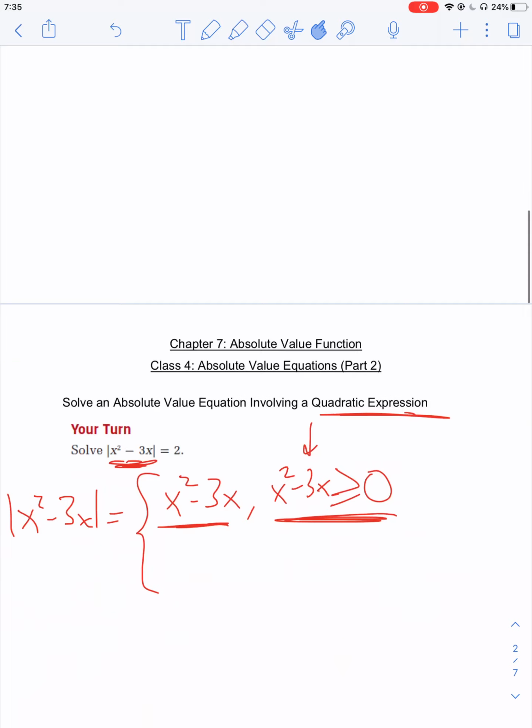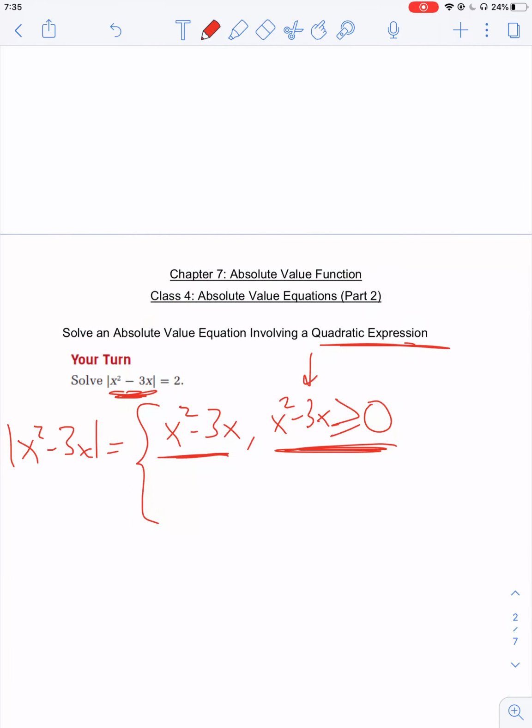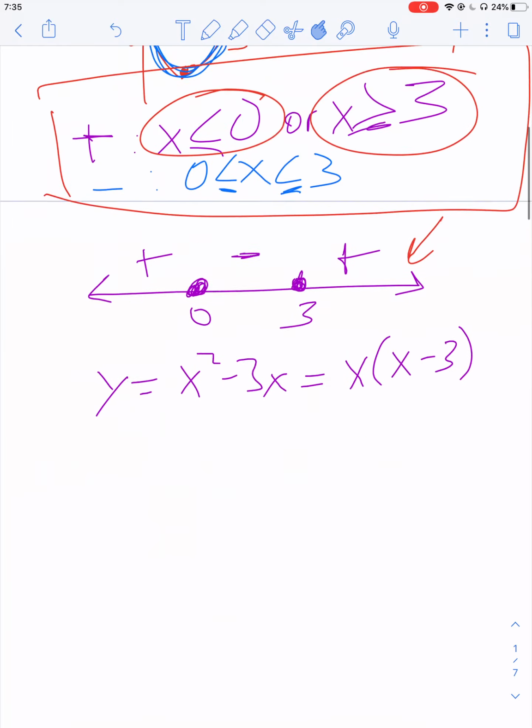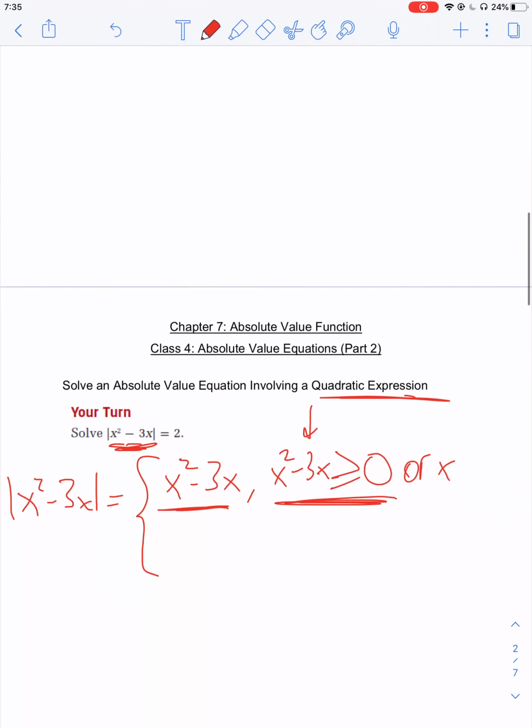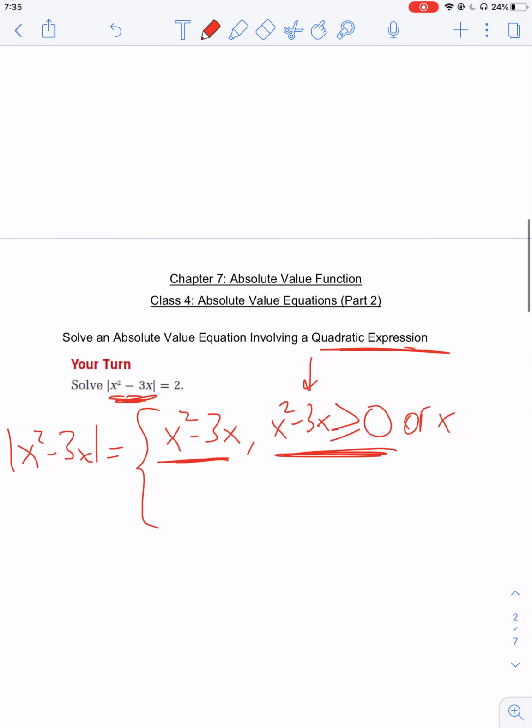So what you're going to do is say or, right? This is when x is, what was it, less than or equal to 0? Yeah, okay. When x is less than or equal to 0, comma, x is greater than or equal to 3, okay? So this is equivalent to that, okay? Same thing. We did that in the starter question.